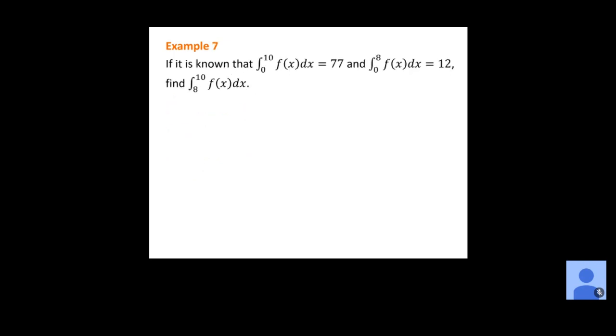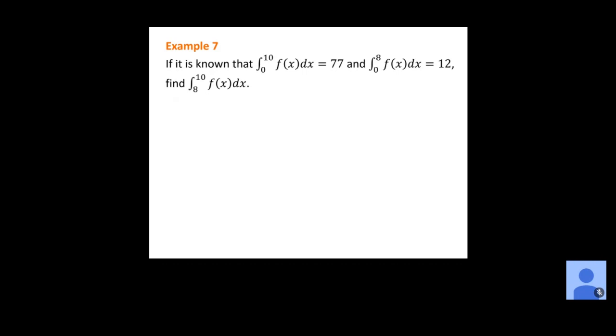All right, example 7. So if we know that the integral from 0 to 10 of f of x dx is 77, and the integral from 0 to 8 of f of x dx is 12, we want to find the integral from 8 to 10 of that same function. So let's think about using the properties that we just saw, how we could actually set this up.